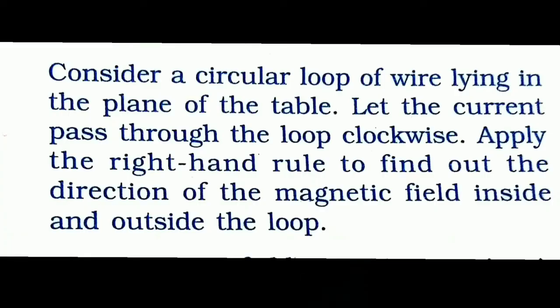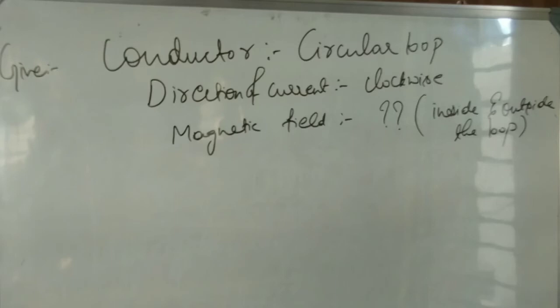The question is, consider a circular loop of wire lying in the plane of the table. Let the current pass through the loop clockwise. Apply the right hand rule to find out the direction of the magnetic field inside and outside the loop. Reread the question again. Note down the given things. See here they are given the conductor is in a circular loop. So imagine or recall the magnetic field in a circular loop, and they are given that the current passes clockwise. So these are the two given things and we need to find out the magnetic field inside and outside the loop.